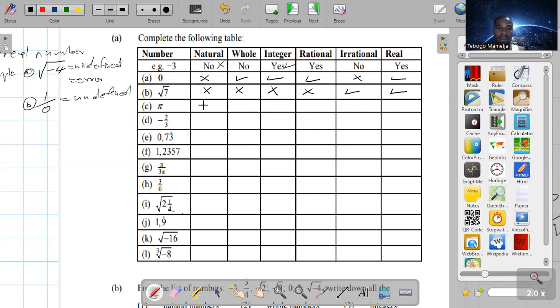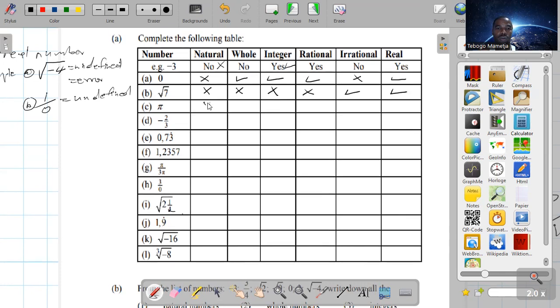So pi. If you remember, even if you punch it on a calculator, it will give you decimals which do not recur and do not terminate. I also indicated this number in the examples of non-terminating and non-recurring decimals. Is it a natural number? No, it is not. Is it a whole number? No, it is not. Is it an integer? No. Is it rational? No, it is irrational. Is it a real number? Yes, it is a real number.